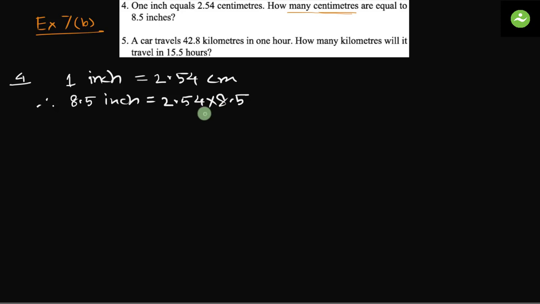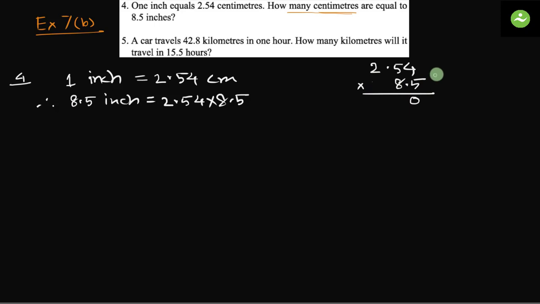Now we know how to multiply the decimal fractions. In this case we will follow the vertical method so that we do not make any mistake in the calculation. 2.54 into 8.5. Remember, we have to forget about the decimal point. We think these are whole numbers and now multiply.